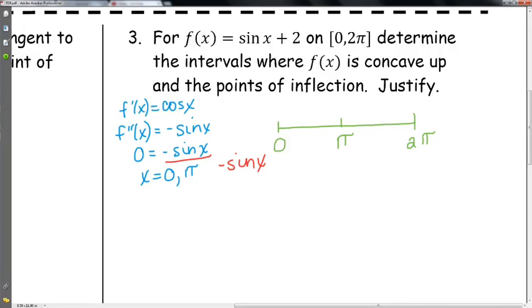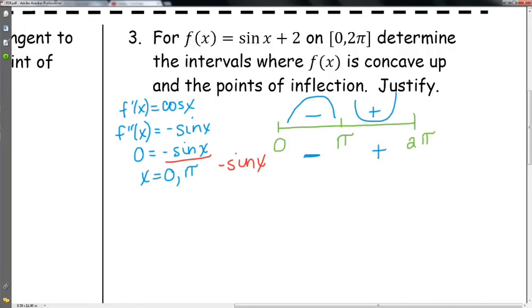It's negative sine x. So if I pick a value between 0 and pi, let's pick pi over 2. Sine of pi over 2 is going to be 1. Well, I have a negative in front, so it's going to be negative. Now I'm going to pick a value between pi and 2 pi, let's say 3 pi over 2. Sine of 3 pi over 2 is negative 1, so negative sine of 3 pi over 2 becomes positive 1. So I have negative, positive, which means my function is concave down and then concave up.